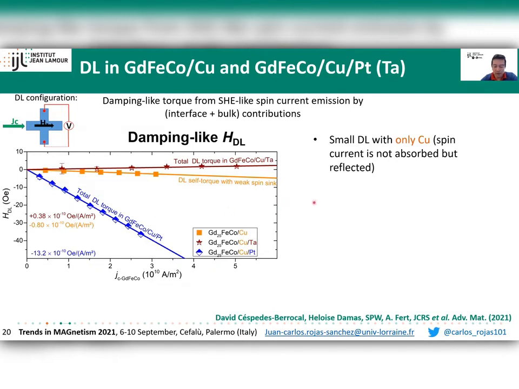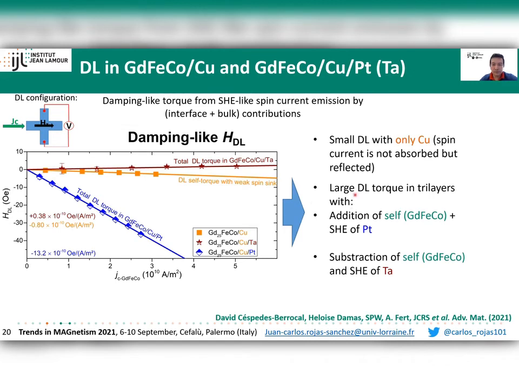So this is because, in addition to the spin-orbit torque coming from gadolinium iron cobalt, we have the spin Hall effect of platinum in the case of this three-layer, and we have the subtraction of the spin-orbit torque of gadolinium iron cobalt and the spin Hall effect of tantalum in the case of this three-layer. I will focus on the case of platinum.